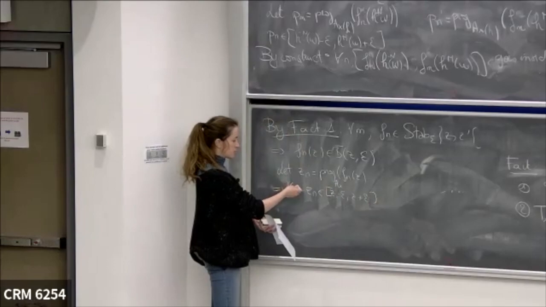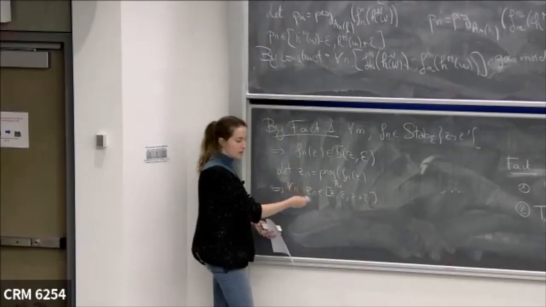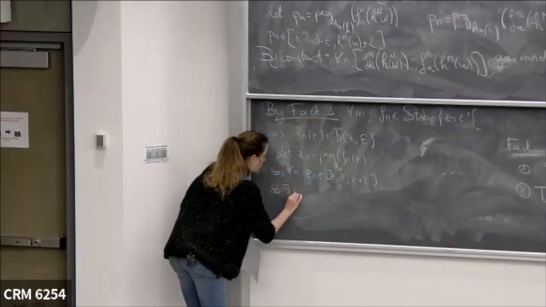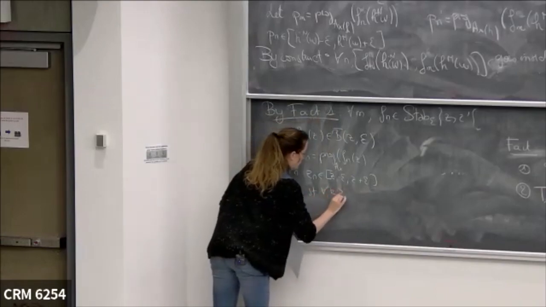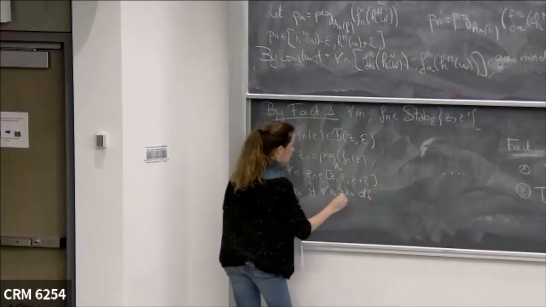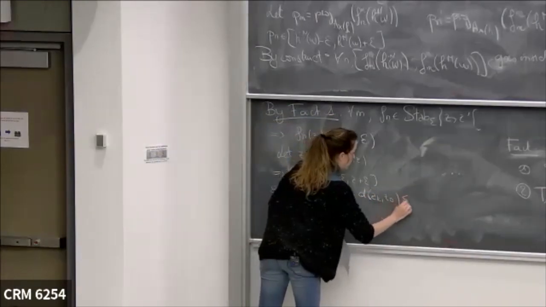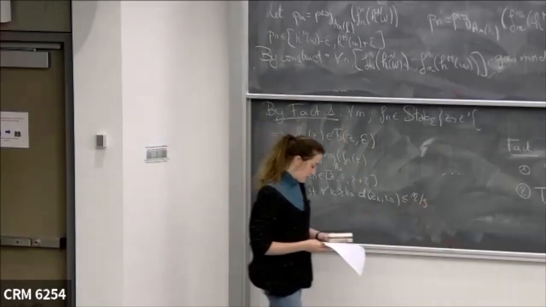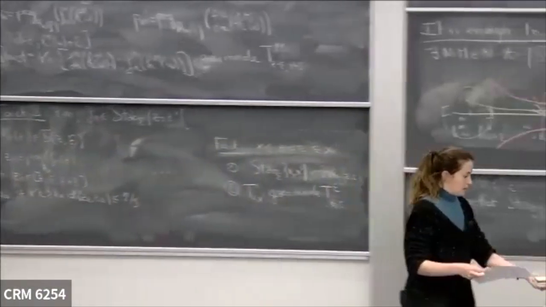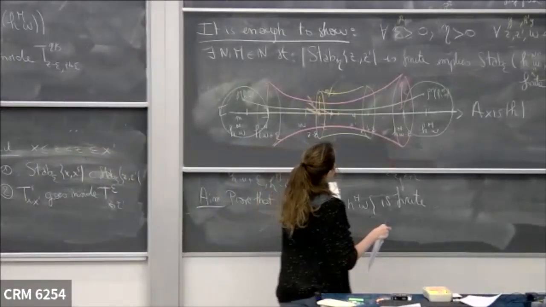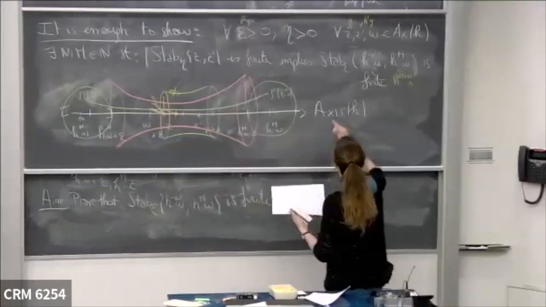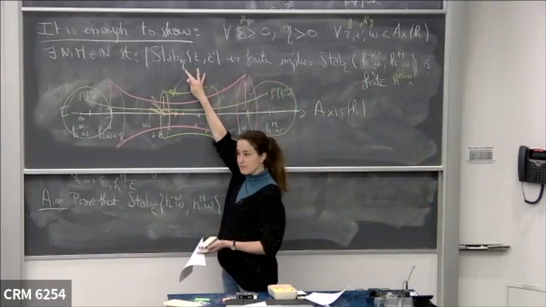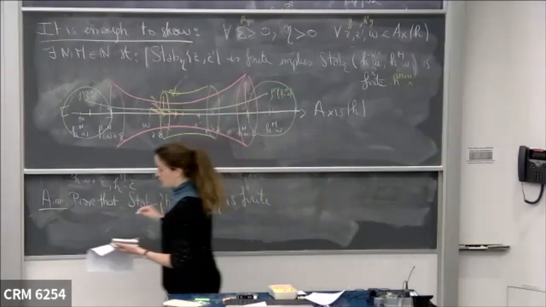So now we have a sequence in the compact, so we can assume that it converges. In fact, there exists a K0 such that for all K bigger than K0, the distance between ZK and Z0 is at most eta over 3. Okay, and now we can put everything together. I recall we did by contradiction: we assumed that this was infinite, and we want to prove that there is a contradiction and that this in fact is infinite.